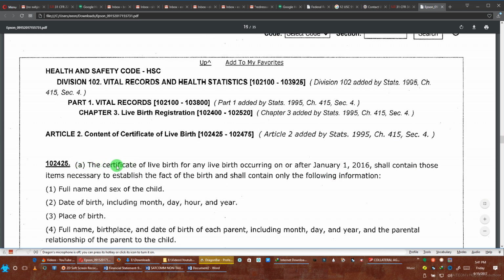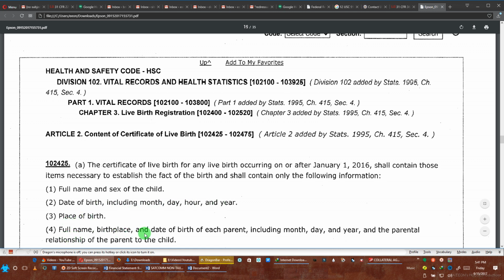Feel the touch. Now, pay attention to this. A certificate of live birth for any live birth occurring after January 1st, 2016 shall contain, that means this was amended, the items necessary to establish the fact of birth and shall contain only the following information. The full name and sex of the child. The date of birth, including the month, day, year, and hour.